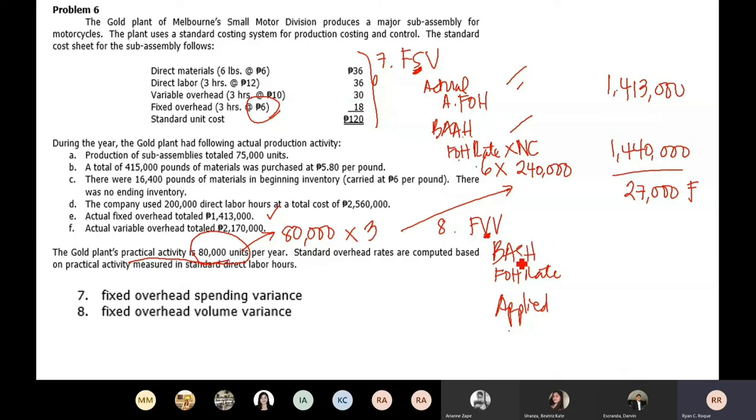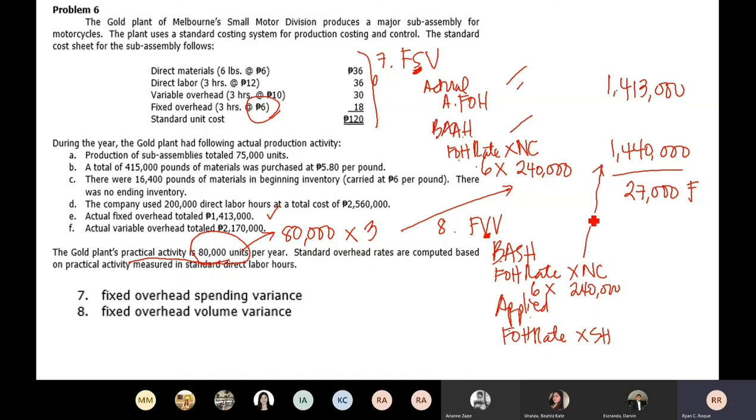Ito ay FOH rate din ng ating applied FOH rate. Pero tanong, ano yung imumultiply natin sa dalawa? Budget ito, kaya multiply natin ang normal capacity. Applied standard dito, kaya multiply natin ang standard hours. So, ang FOH rate natin ay 6 times the normal capacity na 240,000. Actually, ito rin po yun.